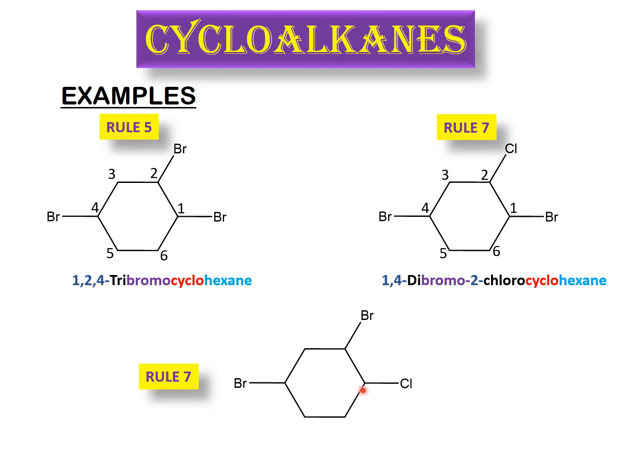Alphabetical order comes later. So we start from here and proceed in this direction now. You don't have to worry about the alphabetical order of bromine and chlorine, because if you start from here, the substituents will be at lowest possible position. So again we start from here and proceed in this direction. So now this would be 2,4-dibromo-1-chlorocyclohexane.